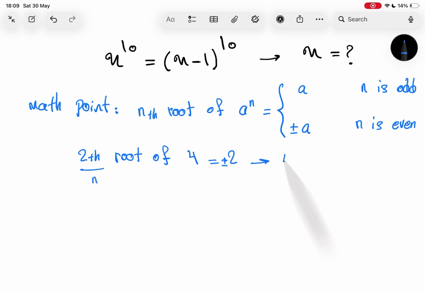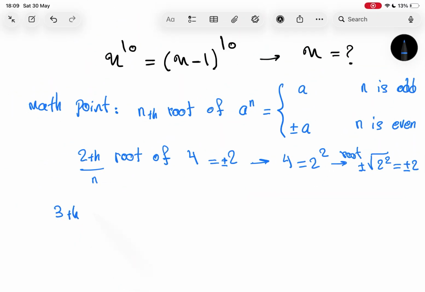That's because 4 equals 2 to the power of 2. So when we calculate the square root of it, we have two answers, because both 2 squared and negative 2 squared are equal to 4. So, for an even power, we have to be careful, because both positive and negative values can give the same result. Now let's look at an odd root.